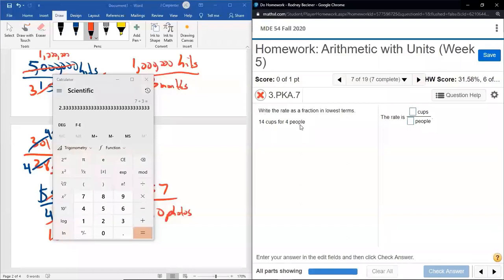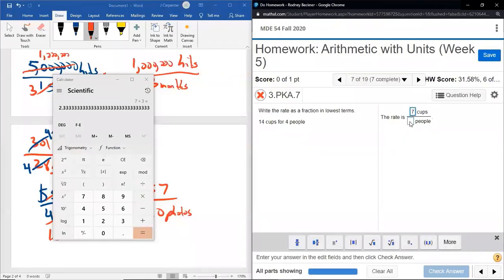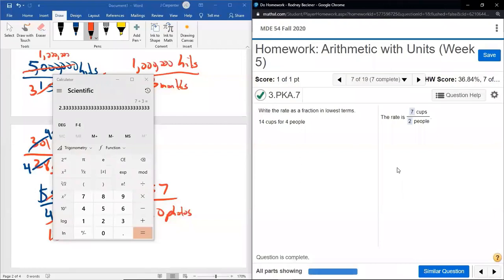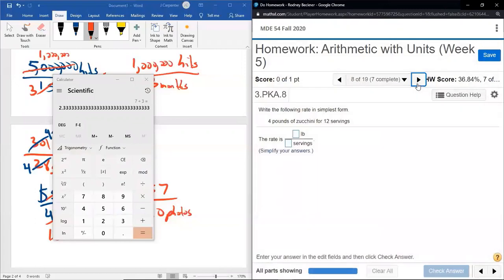14 cups for 4 people. So 2 is going to go into 14 7 times, and 2 is going to go into 4 twice. So that would be 7 cups for 2 people, which is a unit rate, turns out to be 3.5. So that problem, now we've got some more caffeine addicted people in the group. All right. 4 pounds of zucchini for 12 servings of food, I guess.